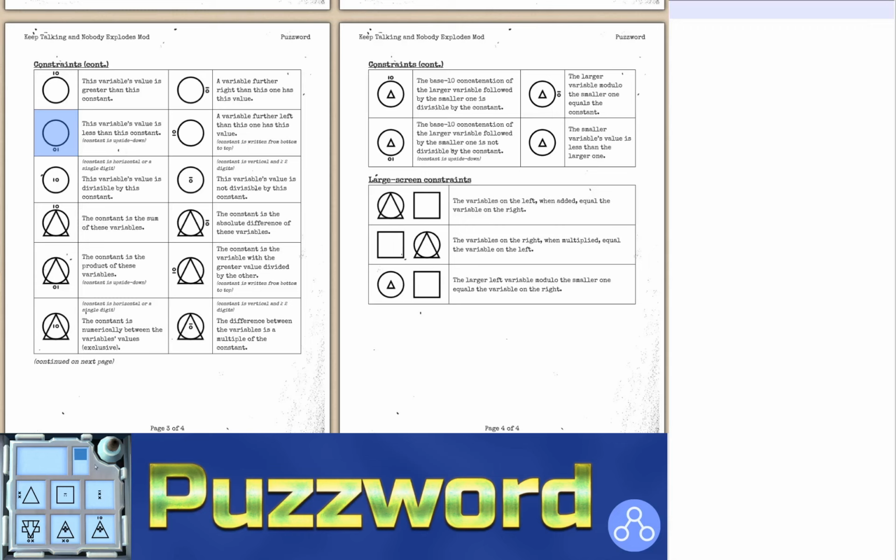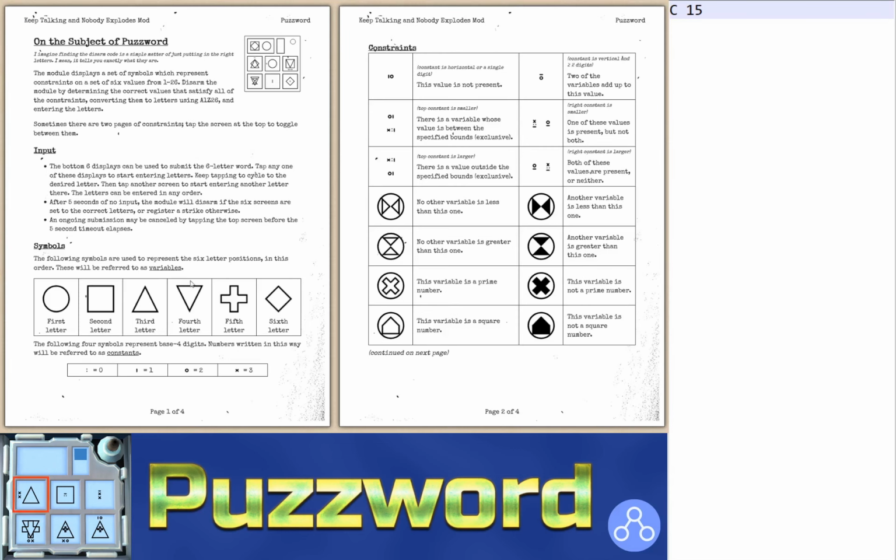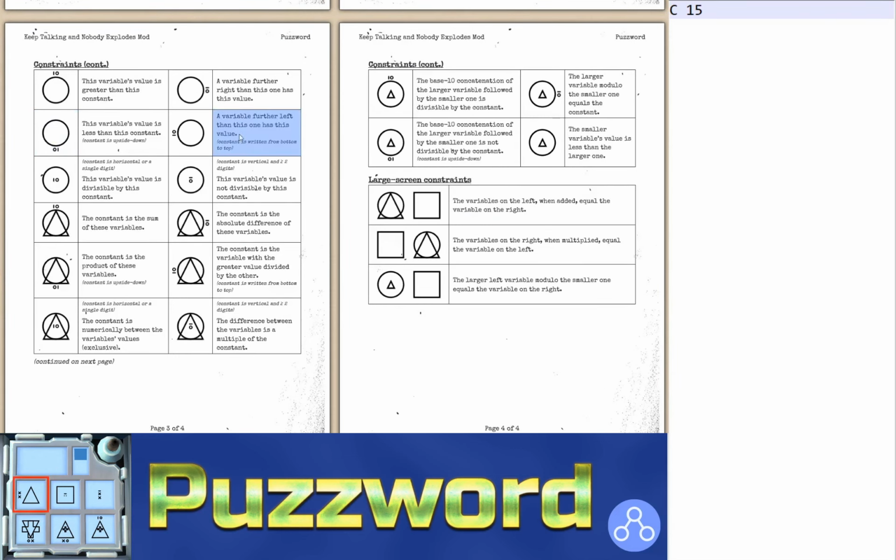So the first constraint here is a Charlie with a 3, 3, which is 12 plus 3 is 15. What does that mean? That means a variable further left than this, which is either Alpha or Bravo. So that gives us only two possibilities for Alpha and Bravo. This here, of course, is Bravo with a vertical number inside. This is 1, 0, which is 4. So what does that mean? Well, that would be this one here. This variable's value is not divisible by the constant, so that's not divisible by 4.